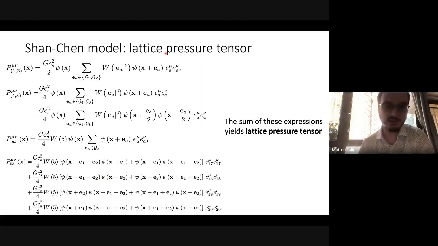So let's look at the overall result. As you can see, the first two groups are very simple to write. For square lengths 4 and 8, there is a further contribution, whereas square length 5 is rather more complex, but still, that's the lattice pressure tensor.